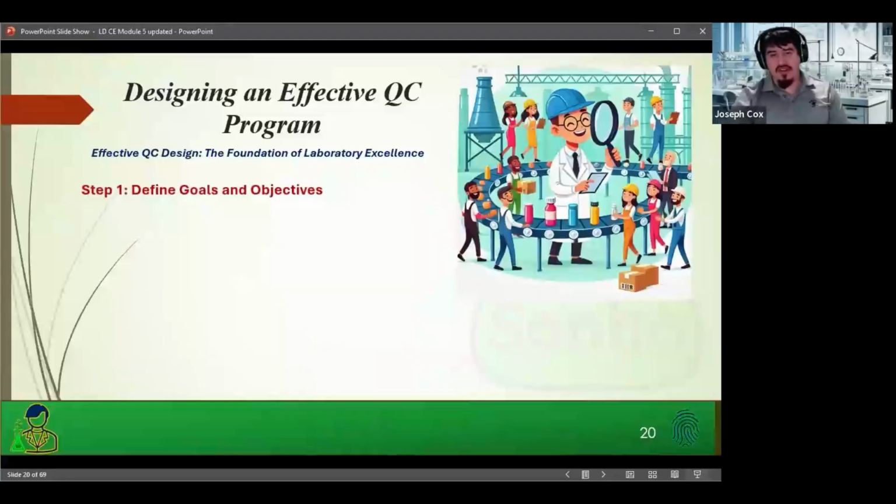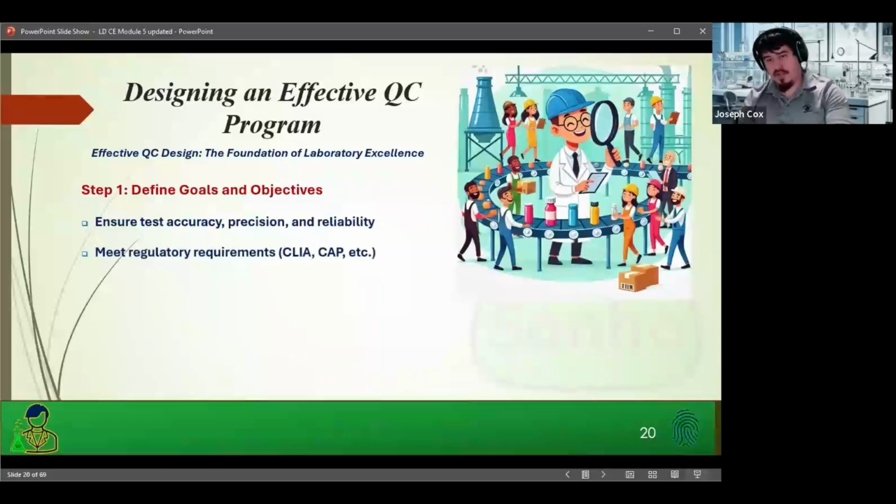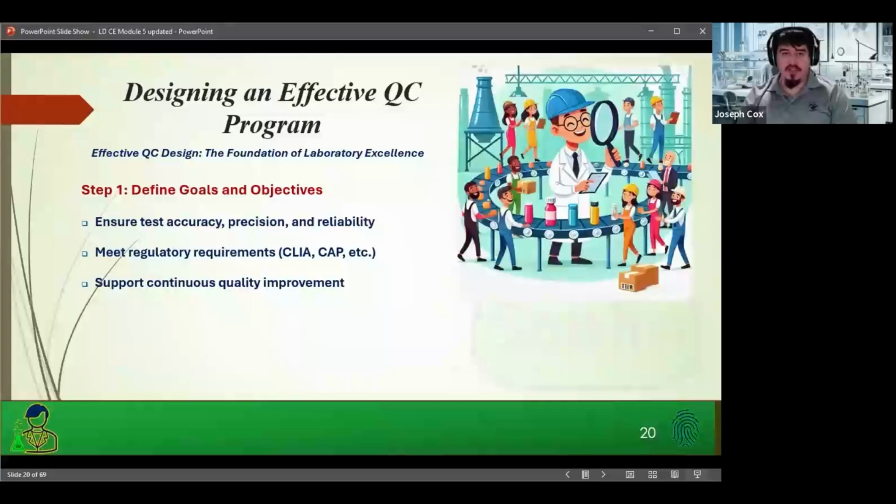Step 1 is to define your goals and objectives: to ensure test accuracy, precision, and reliability, meet regulatory requirements by either CLIA, CAP, or your other accreditation bodies, and support continuous quality improvement. So it's important to set your goals. If you have a molecular test and it's only qualitative, not quantitative, then obviously accuracy is going to be more important. You'll have reliability, but precision won't be a thing because it's qualitative.